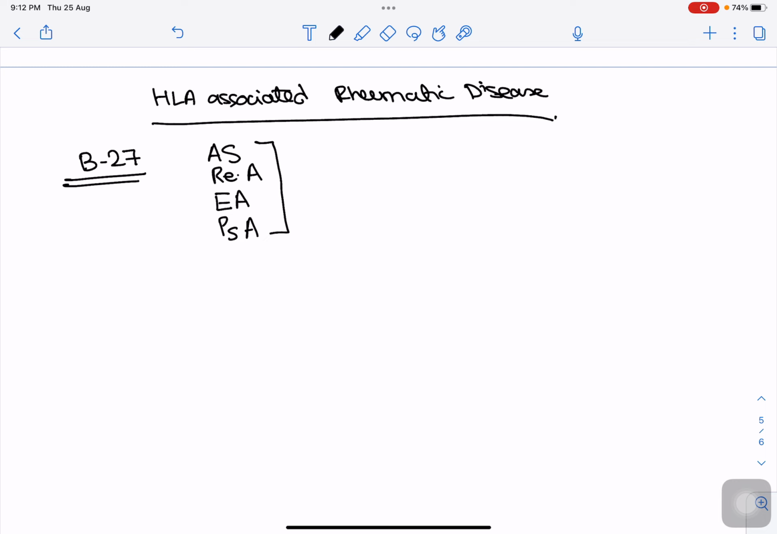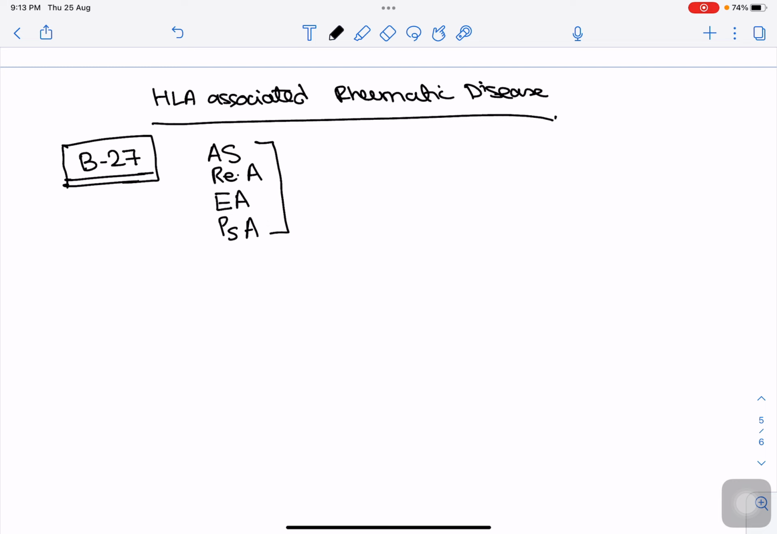So if the person is HLA-B27 positive, then most likely the person's condition is associated with one of the four conditions. But HLA-B27, as a reminder, is just a screening test, not a definitive test for ankylosing spondylitis or any of the conditions. Basically, if a person is positive for HLA-B27, it means the patient may be susceptible to these conditions, but is not definitely going to have them.